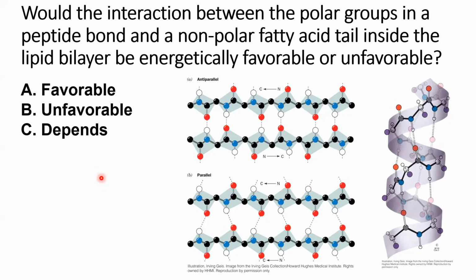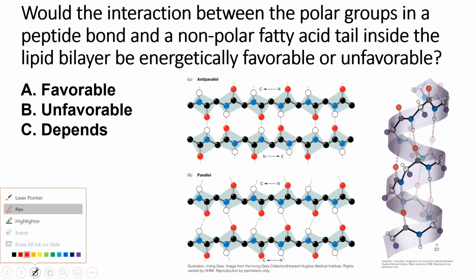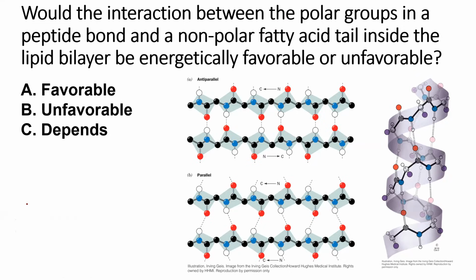Okay, so now let's consider this from a different angle. Not just the side chains, but other things that are common with the polypeptide. So what about the interaction between the polar groups in the peptide bond and the nonpolar fatty acid? Would that be energetically favorable or unfavorable? Go ahead and pause your video to try to answer and think about it, and then come back when you're ready.